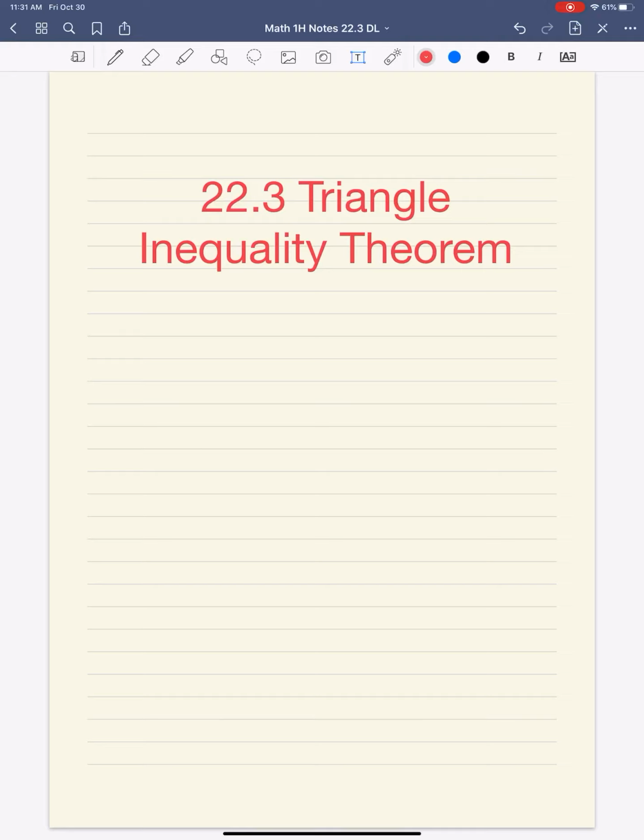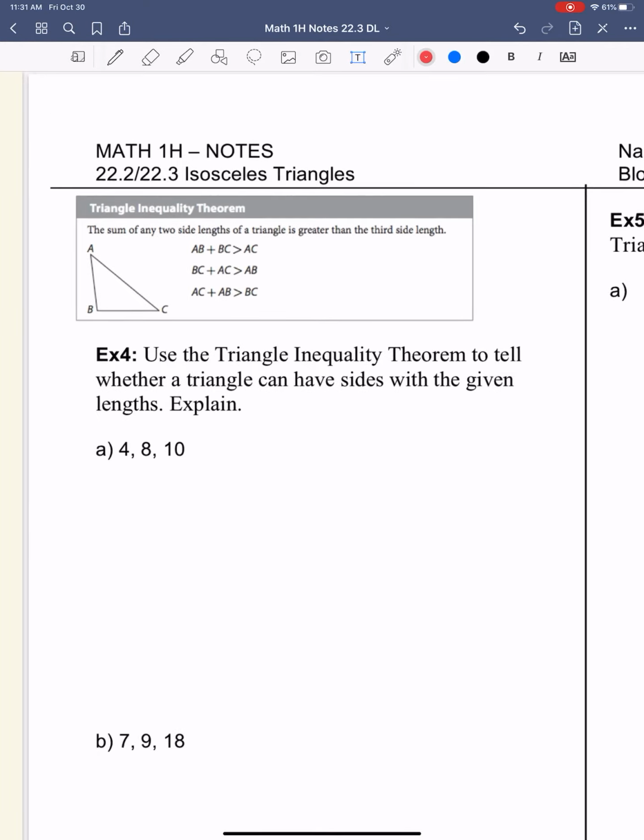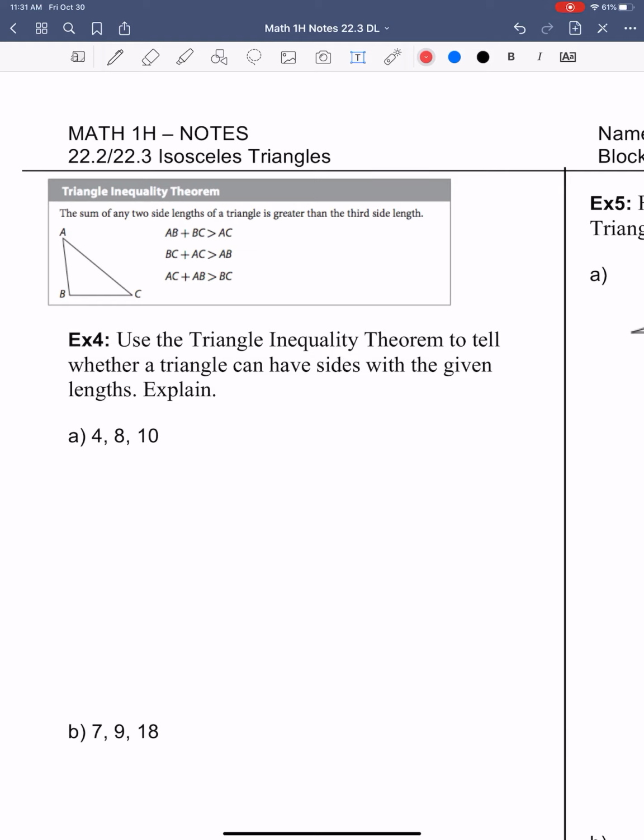Okay, we're going to jump into lesson 22.3, which is on the triangle inequality theorem. So let's start by taking a look at what the theorem says. It says that the sum of any two side lengths of a triangle is greater than the third side length. One more time, if I add up any two side lengths, it needs to be greater than the length of the remaining side. All right.